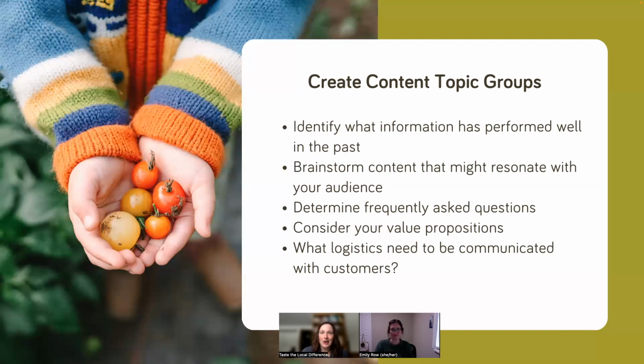Also, really important to consider your value propositions. If you didn't watch the first webinar in this series already, we talked about value propositions in that webinar, so go back and visit it if you missed that. And then also, what logistics do you need to communicate with your customers? That could be you need to place your order by Sunday night so that you can get delivery on Tuesday, or we're going to be at this market on this day. Making sure people know how they can buy things from you.